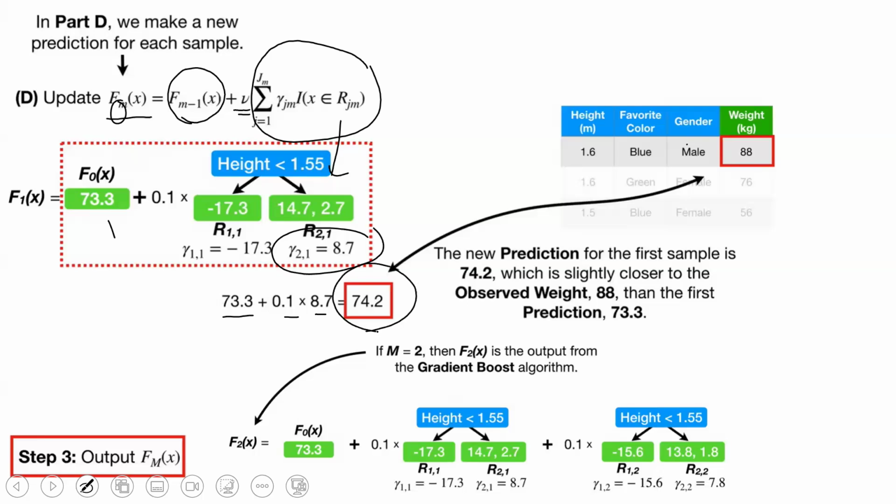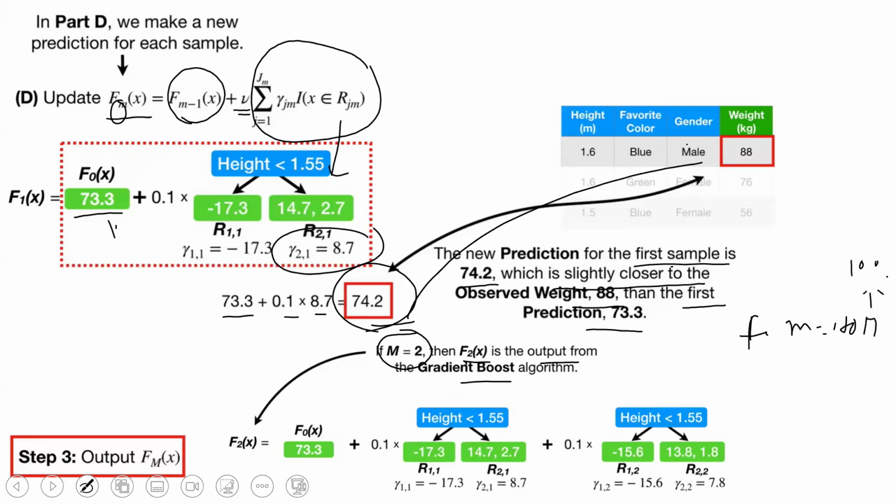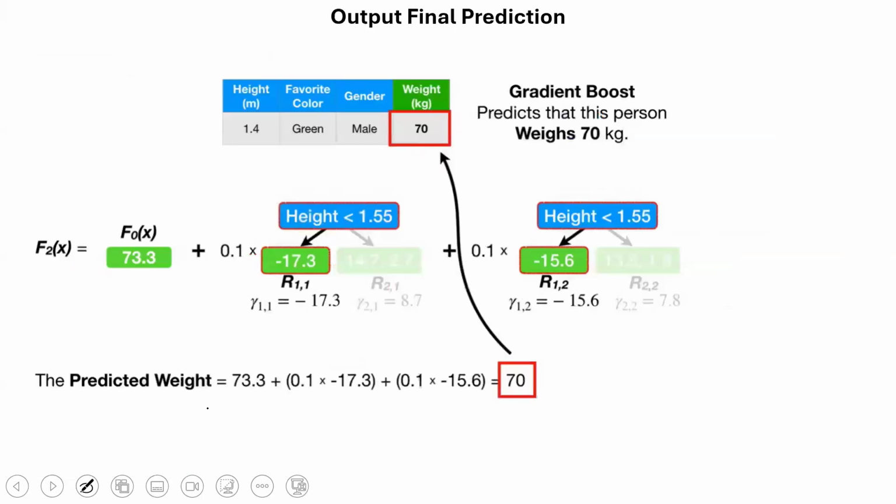So we made a single step in the first sample. The new prediction for the first sample is 74.2, which is slightly closer to the observed value 88 than the first prediction 73.3. So this 74.2 is much closer to 88 than 73.3. That means we take a small step in the right direction. And finally, if m is equal to 2, then f2 of x is the gradient boost algorithm output. In the real world, for m equal to 1 to m, we take m as 100, but if you restrict that to 2 here, this will be the final output. So that is the final step in the gradient boost algorithm.